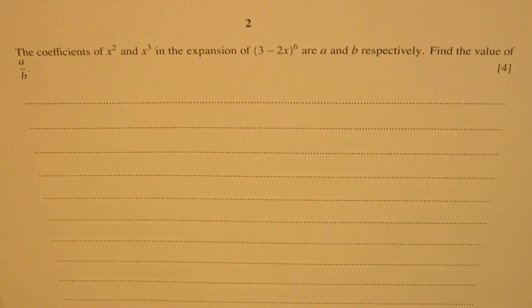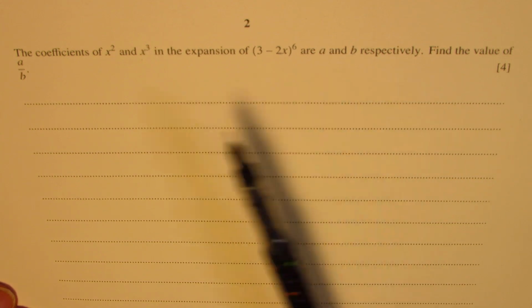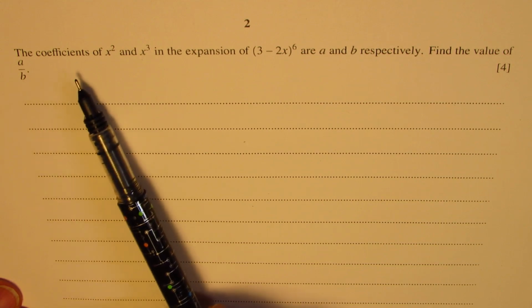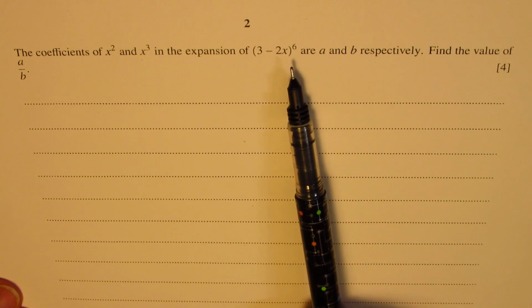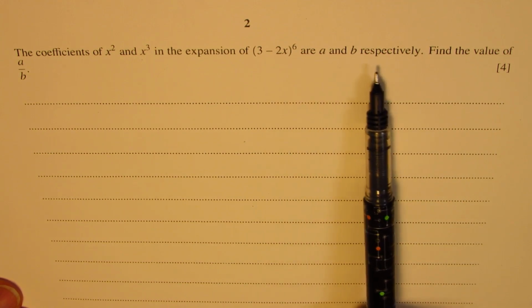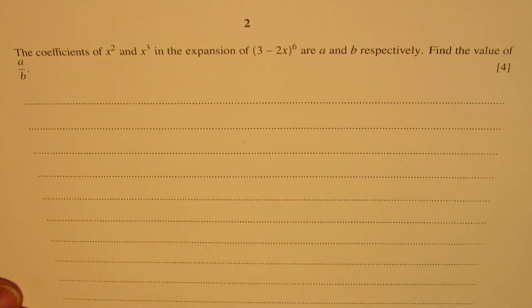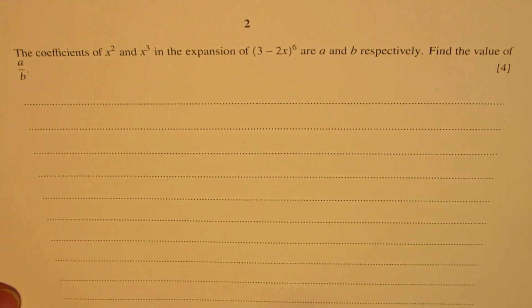Well, to begin with, I'll take a much simpler question, which was there in the 2017 test paper, very recent. The question was: the coefficients of x squared and x cubed in the expansion of (3 minus 2x) to the power of 6 are a and b respectively. Find the value of a over b, 4 marks. Now that becomes a very basic question. Normally, within the first 2 or 3 questions, you will have one on binomial expansions. So this is indeed a very important topic.